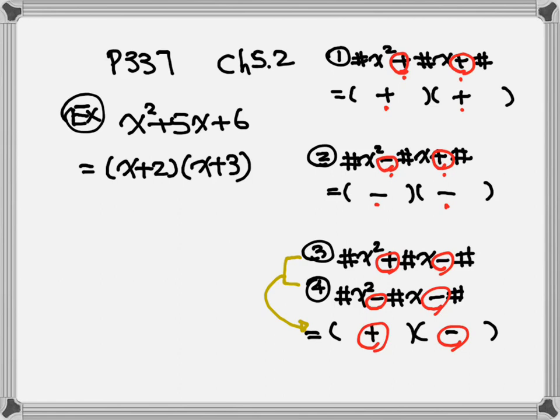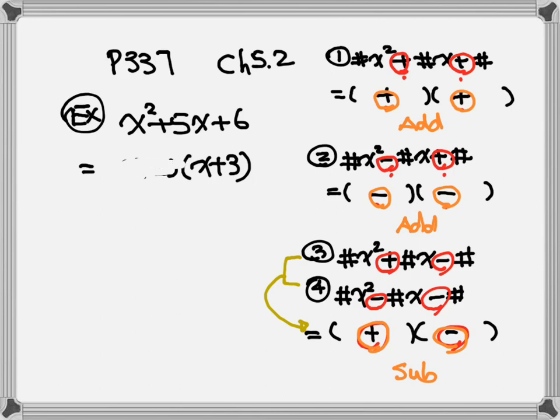Now, let's go back to equation number 1. Over here, in the parentheses, both are plus signs, the same sign, so you're going to add. Here you have minus and minus, so you're going to add. Different signs, so here you have different signs, you are going to subtract. Okay, so let's go back to this one right here.